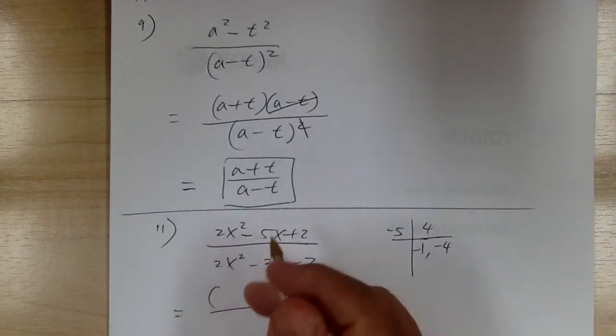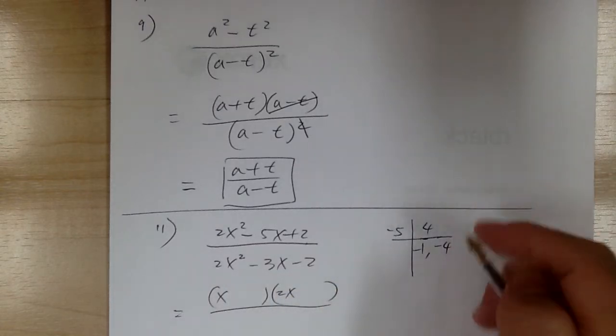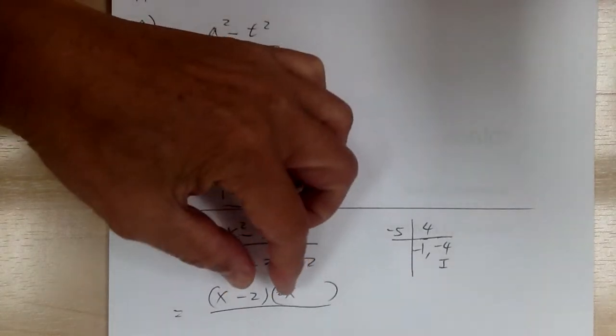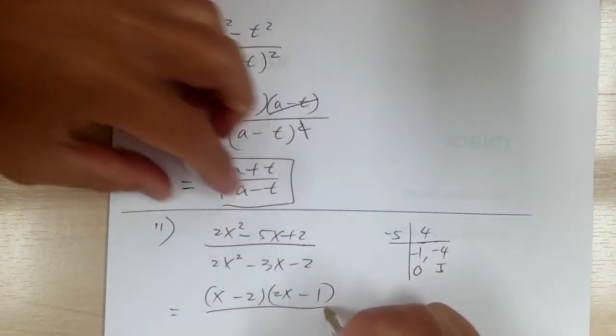So undo the first term. So you get x, 2x. So this would be the inside. So you get minus 2. So 2 times negative 2 gives you negative 4. And this would be the outside, so it would be minus 1.